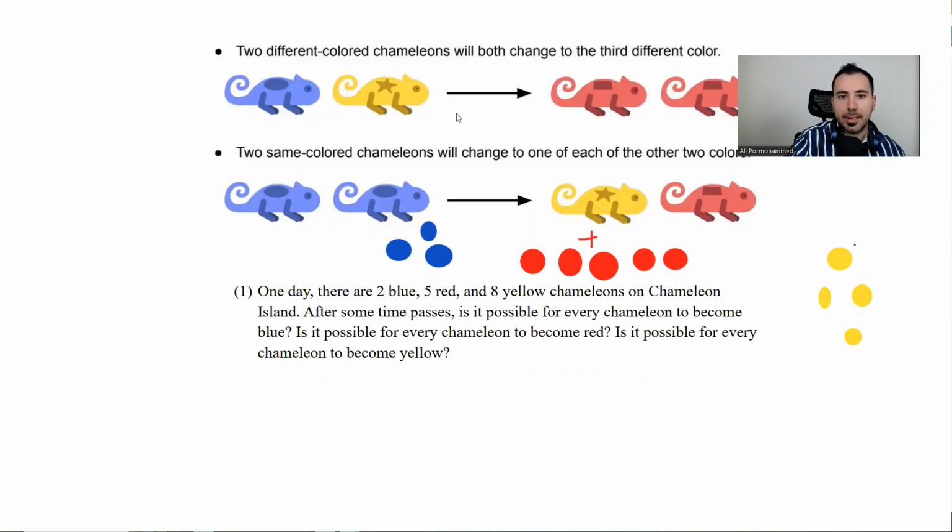And 1 will be added to the blue. So 4, 4. Now, how many reds do we have? It doesn't matter. All we know is that just now blues and yellows, they create 2 new reds. These two create 2 new reds. So is it possible for all of them to be red? Yes.